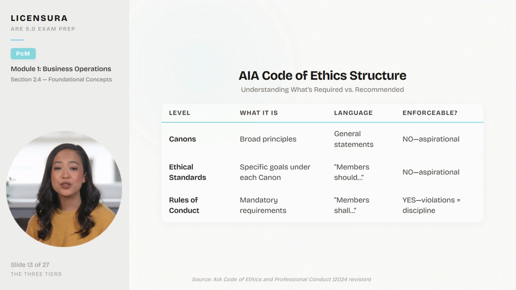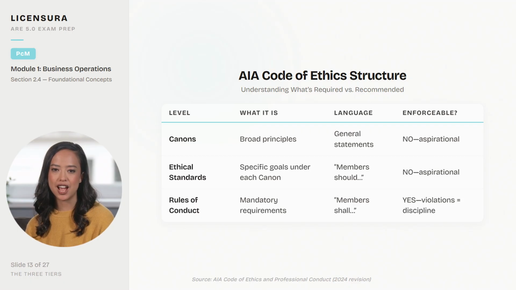Let me walk you through the three tiers. At the top, you've got canons. These are broad principles, big picture statements about what architects should value. Things like serve the public interest or uphold the dignity of the profession. They're aspirational. You can't be disciplined for failing to perfectly live up to a canon.